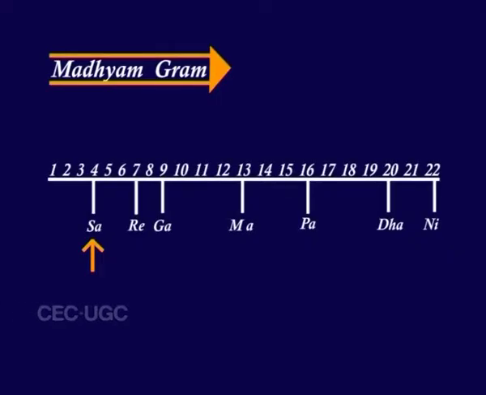In Madhyam Gram, the placement of 7 swars on 22 shrutis can be shown in a table. That is, Sa is on 4th shruti and Re was placed on the 7th shruti, Ga on 9th, Ma on 13th, Pa on 16th shruti, Dha on 20th and Ni on 22nd shruti.